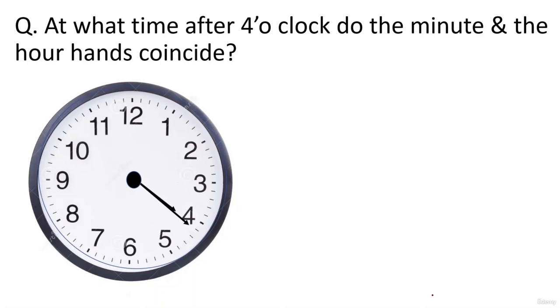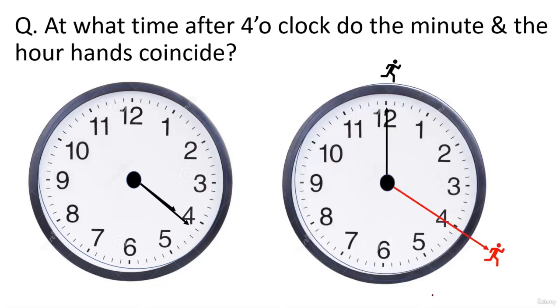So they won't be together at 4:20 exactly. At some time after 4:20 they will be together. Why? Because in the time the minute hand moves ahead, the hour hand also moves ahead, right? So the actual answer is somewhere beyond 4:20, slightly more than 4:20. Okay, so we understand how to solve this question now.